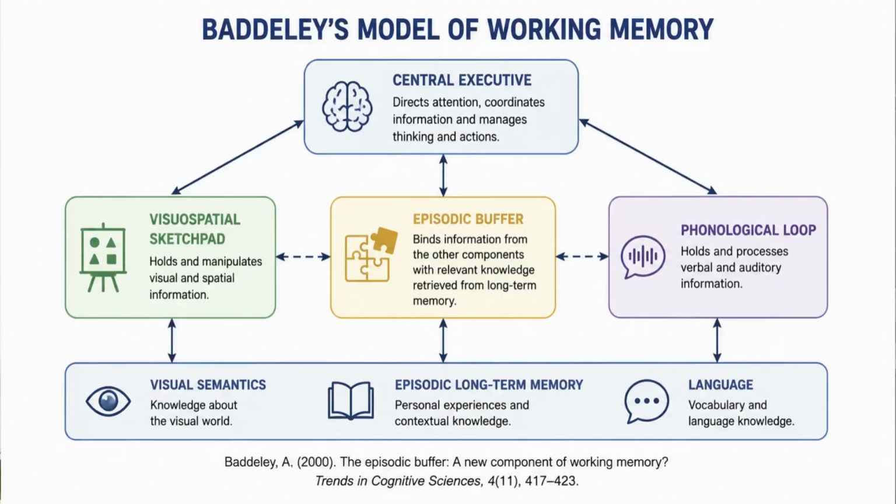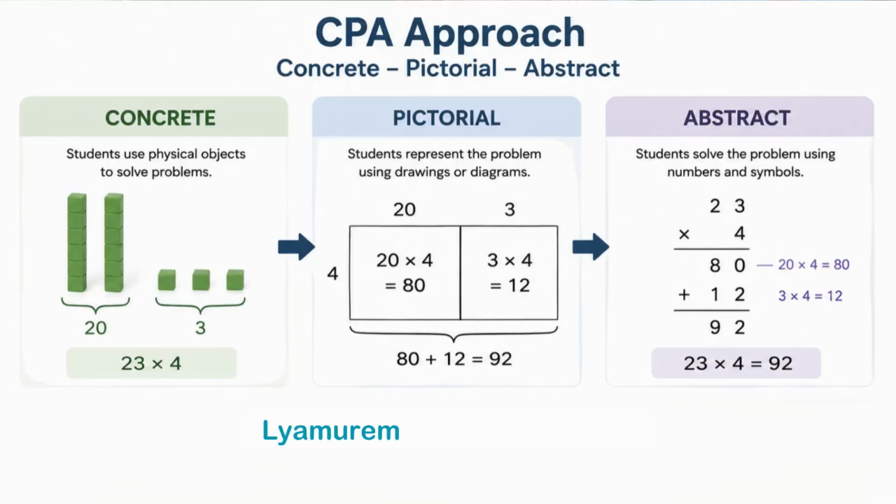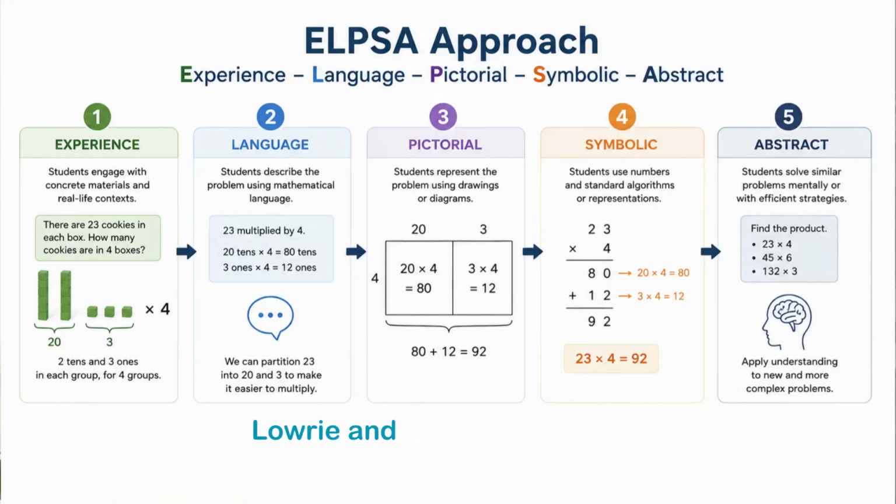So I keep colours and the 5-step process consistent, and I remove those decorative or unnecessary parts of the information. Baddeley's model reminds us that these systems have limited capacity, so the visual and the verbal information must complement each other rather than be competing. The model links the concrete materials, the pictures, and the symbols. This broadly aligns with the CPA, Concrete Pictorial Abstract approach, and also the ELPSA model, Experience, Language, Pictorial, Symbolic, and Application component.